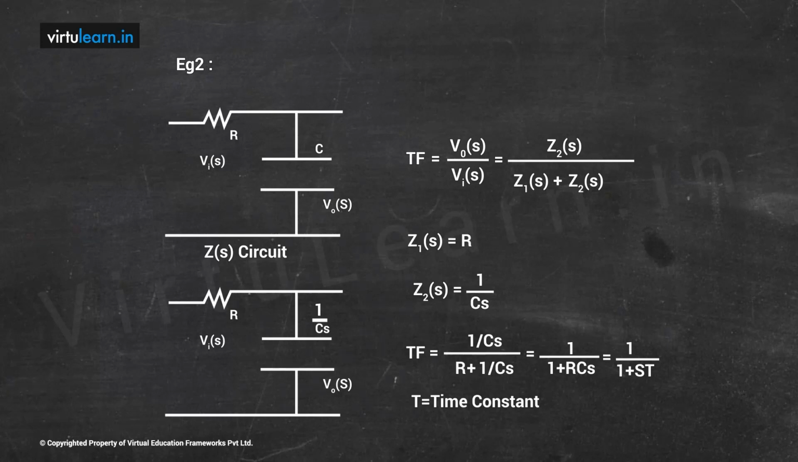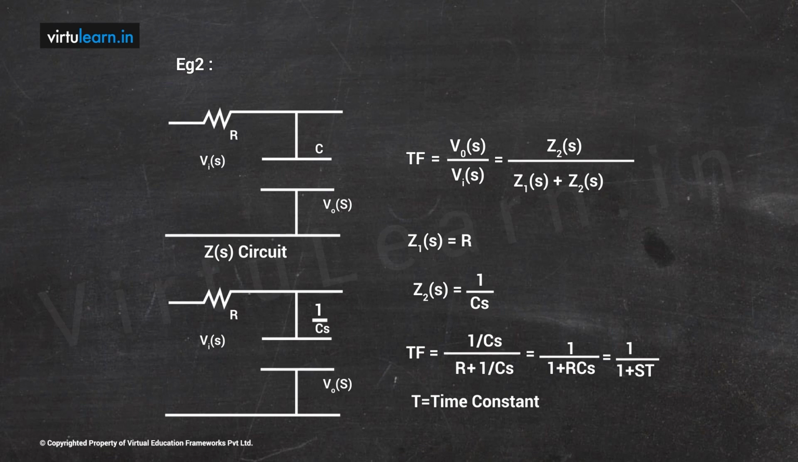Similarly, in the second case I have RCS. For example, if I have a transfer function like (S+1)/(S+2), the roots of the numerator are called zeros of the system. For this example, S = -1 is the zero and S = -2 is the pole. So the roots of the denominator are poles of the system and the roots of the numerator are zeros of the system.